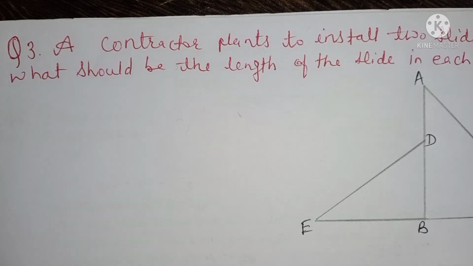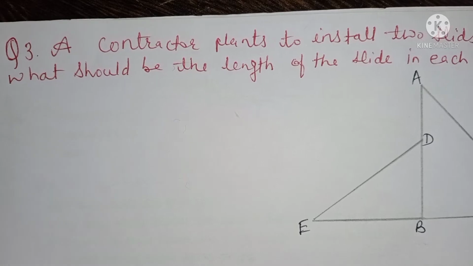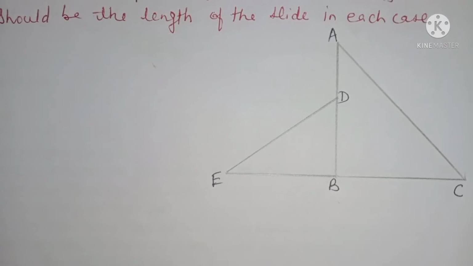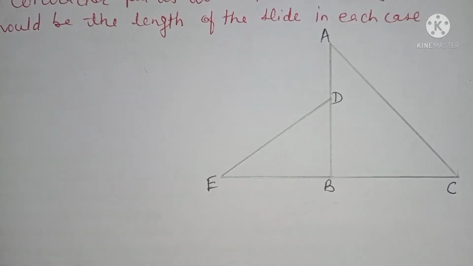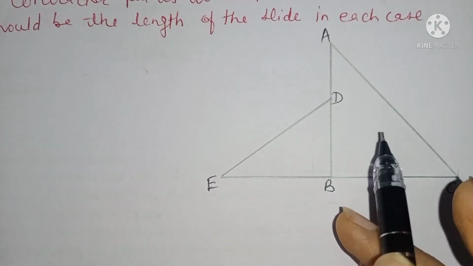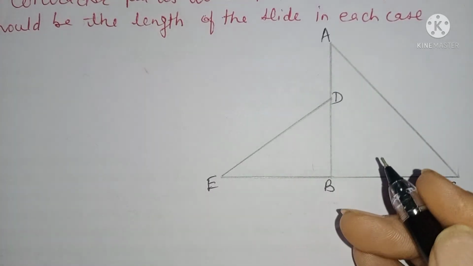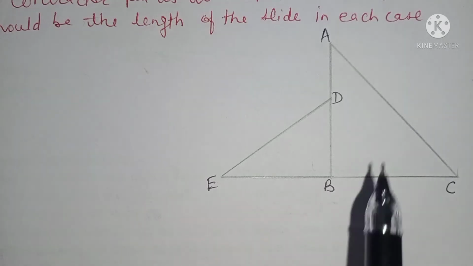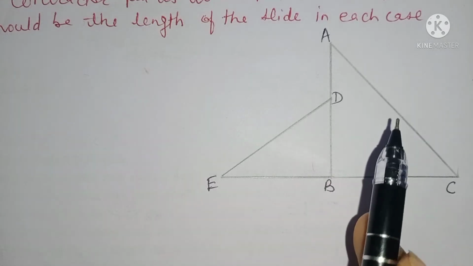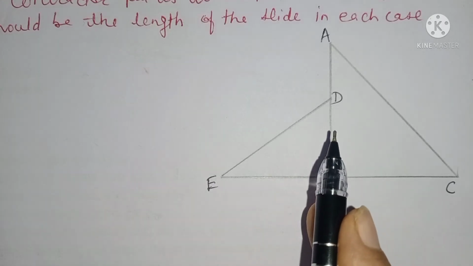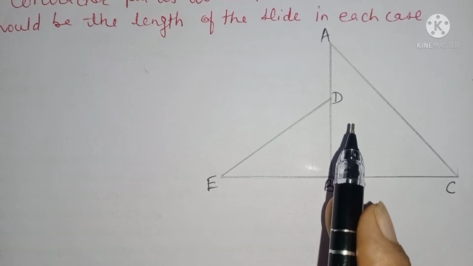Okay, please open your textbook whenever you are solving this exercise. It is exercise number 9.1, question number 3. So see, accordingly I have drawn the diagram first. Try to understand this diagram along with the question. What is the question? A contractor plans to install the slides. This is a slide on which the children play. She wants to install 2 slides, one for the children below the age of 5 years. For that she preferred to have a slide whose top is at the height of 1.5 meter.